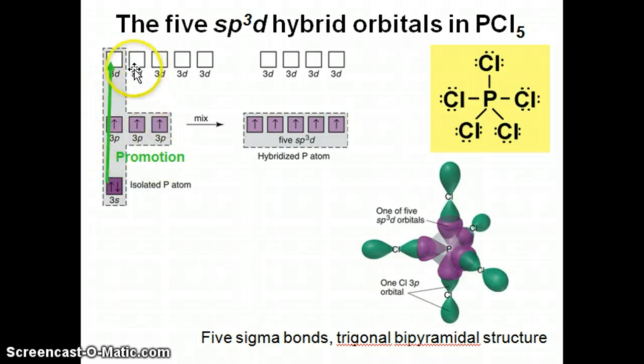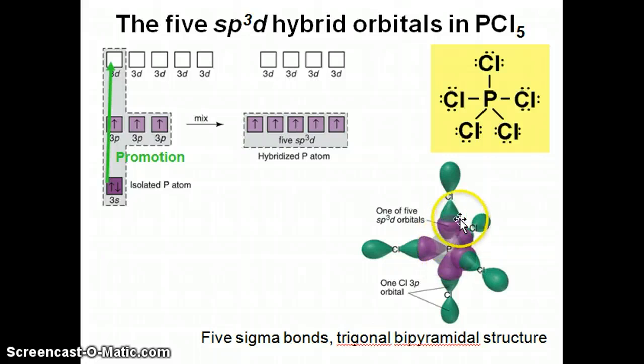And then what we do is a linear combination of all these 5 orbitals together to form 5 sp3d orbitals. You see the name makes a lot of sense because you're combining 1 s, 3 p orbitals, and 1 d orbital to make these sp3d orbitals. And wouldn't you know it, when you actually form these sp3d orbitals, you notice that the lowest energy structure made out of these 5 orbitals is the trigonal bipyramidal structure.